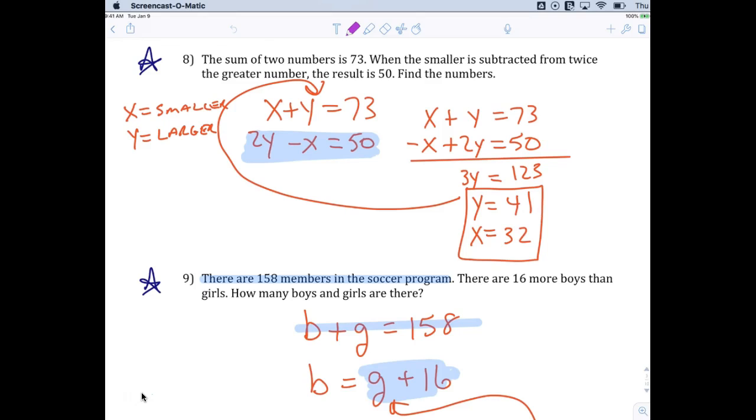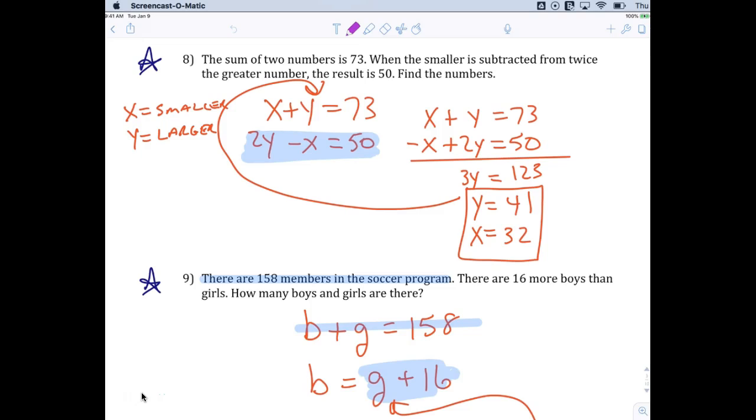Agreed. Listen to me, but the answer is what is important. 41 and 32, you could have 32 and 41. It doesn't say specifically this is x and this is y. It just says there are two numbers, and this is the larger one, and this is the smaller one. That's all it means.